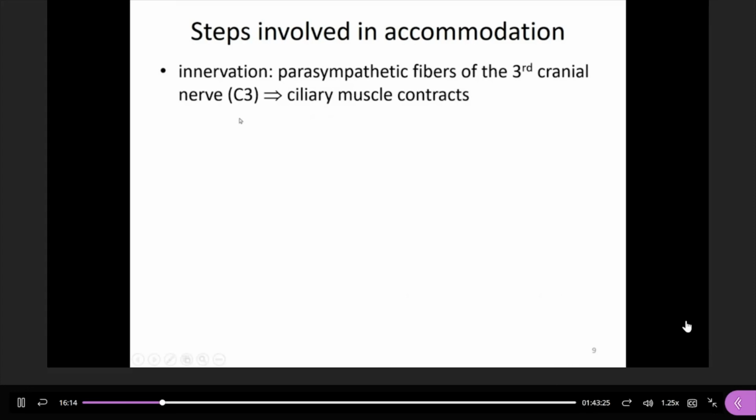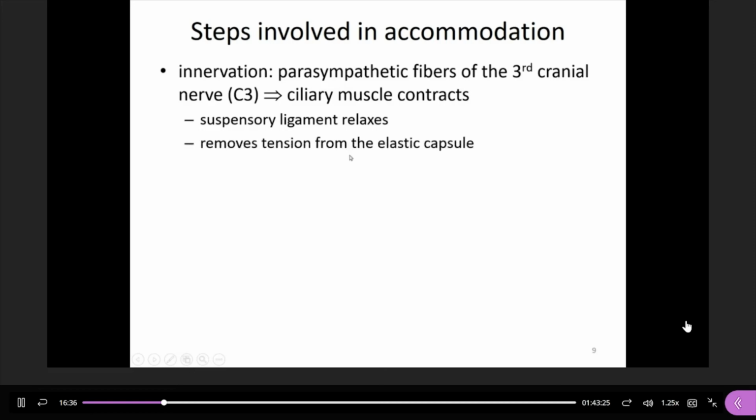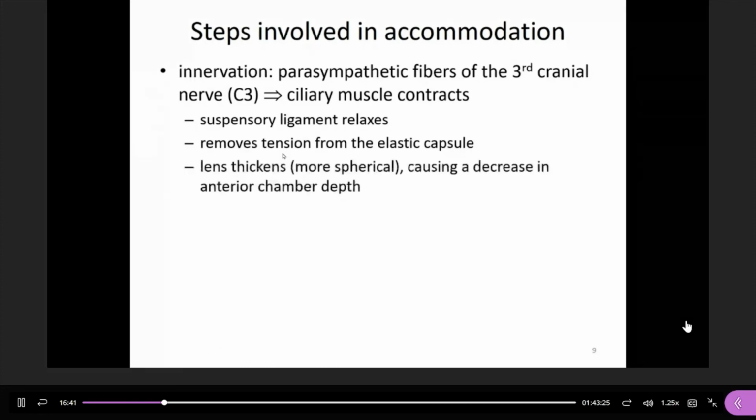I think the key thing is that accommodation is innervated by the third cranial nerve, causing the ciliary muscle to contract. When you contract, then you can accommodate, and when you contract, the suspensory ligament tension will be removed, and then it will remove the tension on the lens capsule as well. Therefore, the lens will become thickened, and in this case will cause a decrease in the anterior chamber depth because of the increase in the thickness, because the eyeball size usually remains constant.